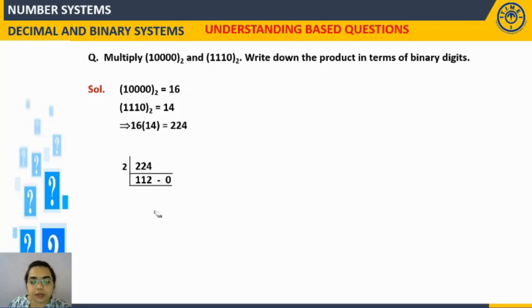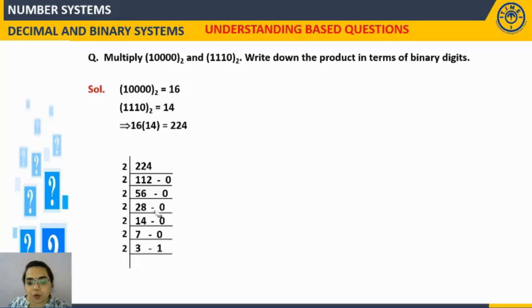This divided by 2 again, it gives us 56 with remainder 0. Again divided by 2, you get 28 with remainder 0. Again divided by 2, 14 is the quotient, remainder is 0. 2 sevens are 14, remainder is 0. 2 threes are 6, remainder is 1. 2 ones are 2, remainder is 1.